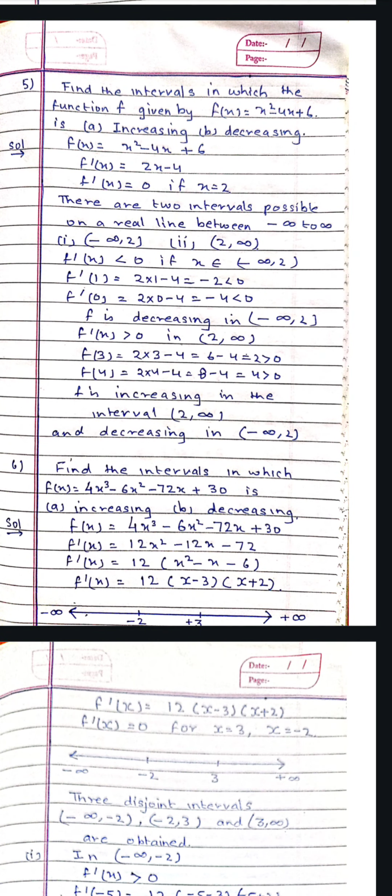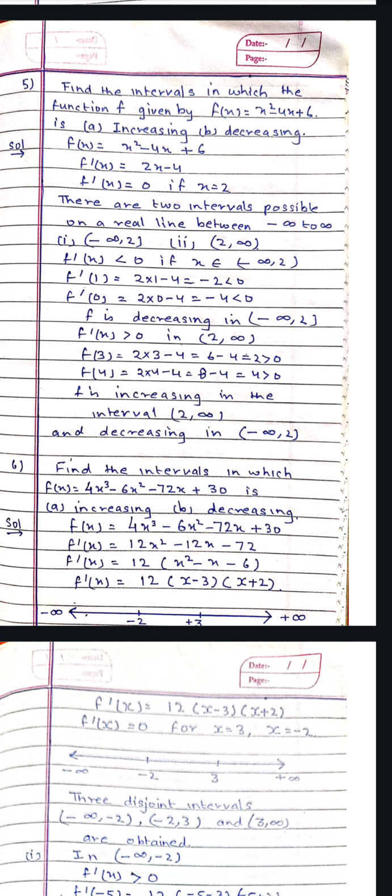Find the intervals in which the function f given by f(x) = x square minus 4x plus 6 is increasing or decreasing. Let us consider f(x) = x square minus 4x plus 6. f'(x) = 2x minus 4. Now f'(x) = 0 if x = 2. So between minus infinity to plus infinity we get two intervals, that is minus infinity to 2 and 2 to infinity, open intervals.